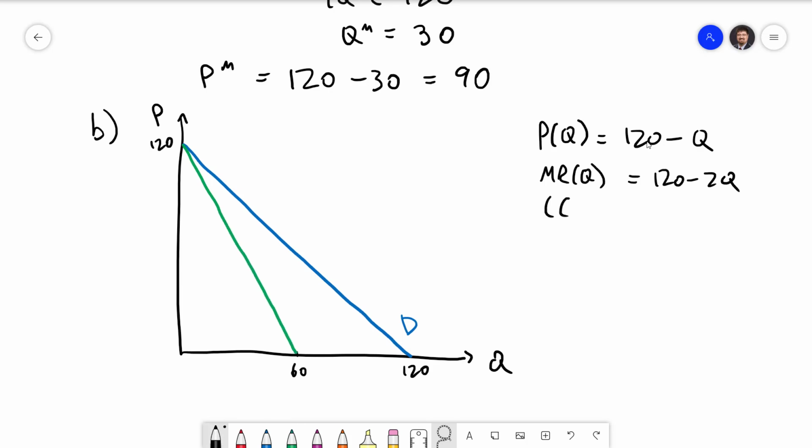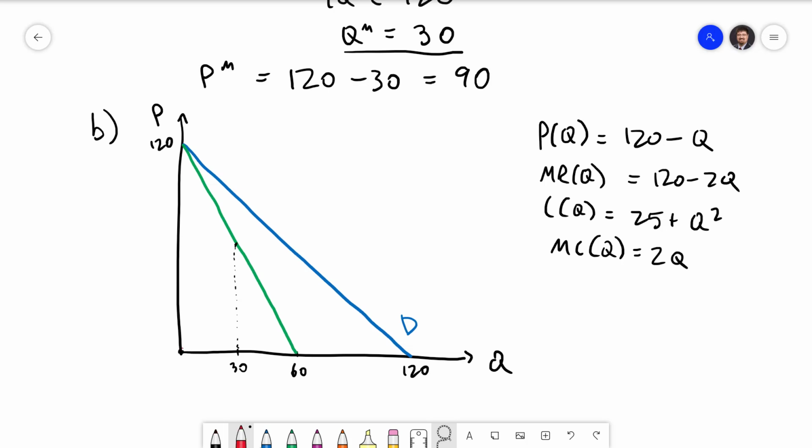The cost function in this problem is 25 plus Q squared, and so our marginal cost function will be the derivative of that, which is 2Q. When Q is 0, marginal cost is 0, so that's going to have a starting point right here at the origin. We know that our profit maximizing quantity is 30, which is going to be right here. And so our marginal cost curve will cross marginal revenue at 30.